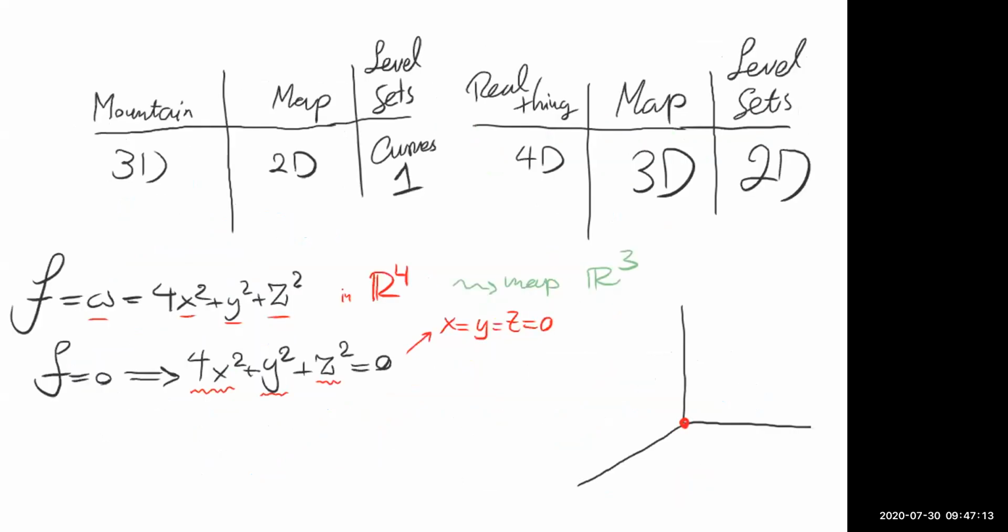Okay, let's go back. What if f is 1? If f is 1, 4x squared plus y squared plus z squared would be 1. That's an ellipsoid now. And in order to see how it looks, we should divide everything by 4. Let me do that. So it would be x squared plus y squared over 4 plus z squared over 4 equals 1 over 4. This ellipsoid is more extended in the y and z direction rather than x.